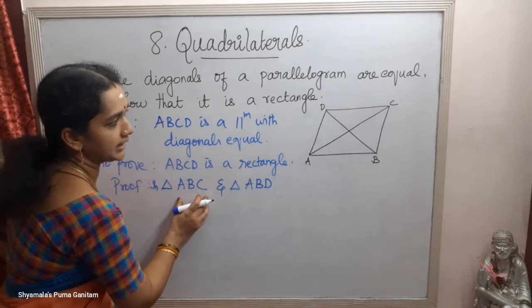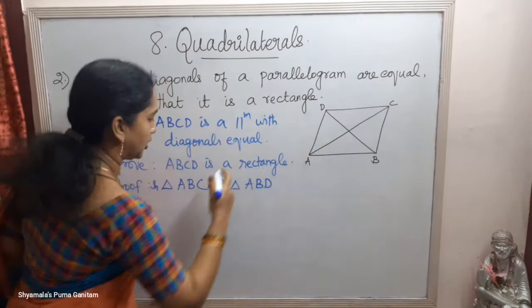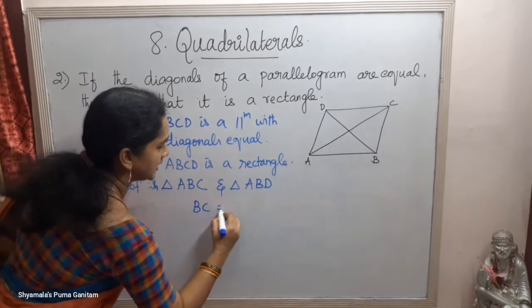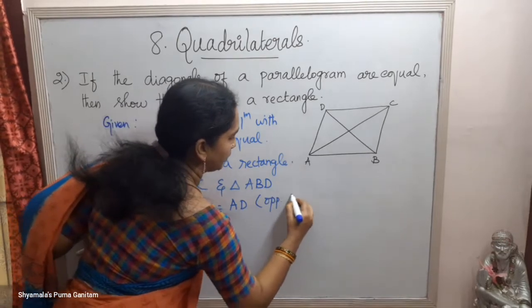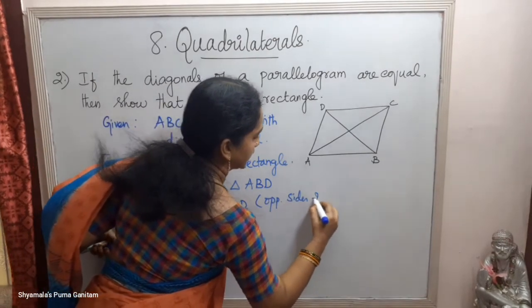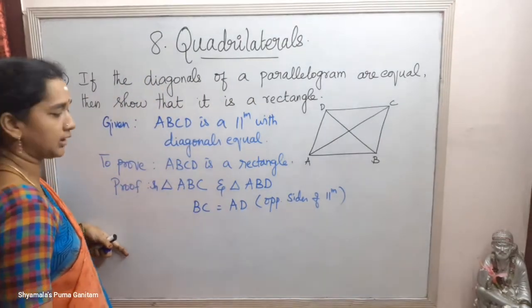So in triangle ABC and ABD, BC is equal to AD. These are opposite sides of the parallelogram. So it is equal. Opposite sides of the parallelogram are equal.